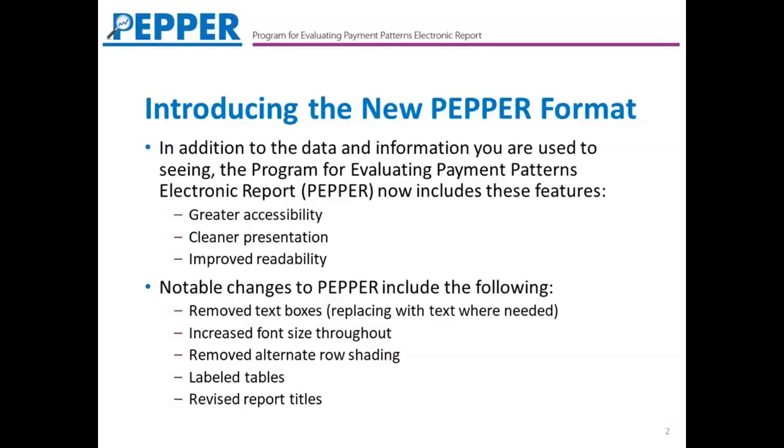Some of the notable changes that you may see in your pepper include the removal of text boxes, which we're replacing with text where needed. We've increased the text size, the font size throughout the pepper. We've removed the alternate row shading, labeled all of the tables, and we've also revised some of the report titles.